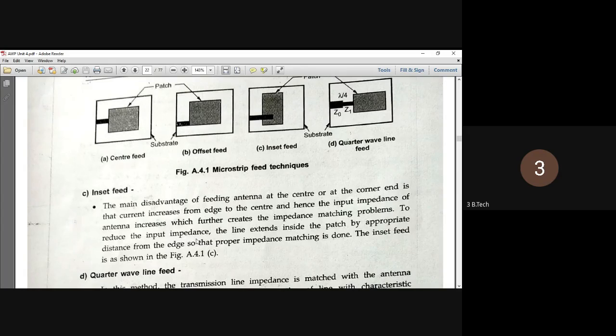Therefore, to reduce the input impedance, the line extends inside the patch, which is called inset feed. Look, to reduce the impedance mismatch or input impedance, the line is extended inside. See, the feed line is extended inside by an appropriate distance from the edge so that proper impedance match will be there. This is called inset feed.